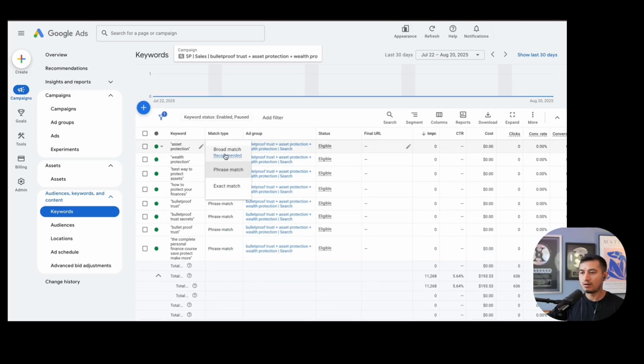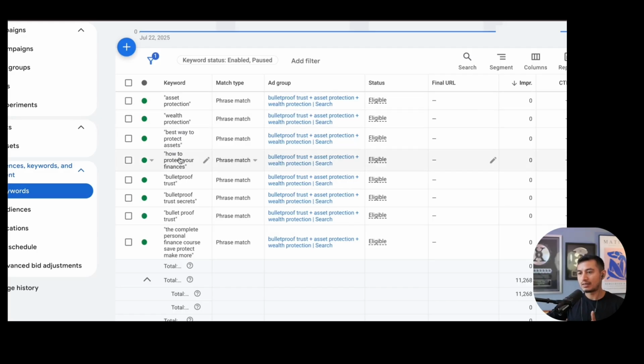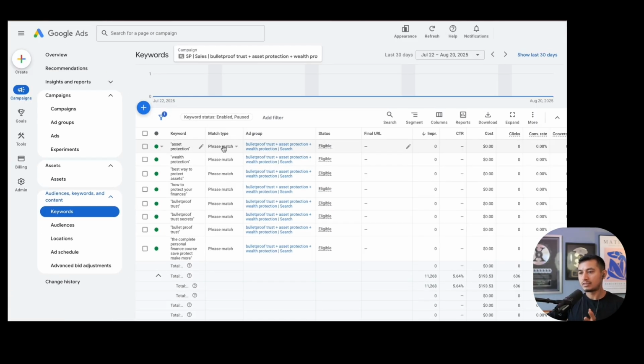It's basically because I changed their match type. Everything was on broad match. Broad match is recommended, but when you do broad match, you don't have any control. We had a broad match for asset protection, and then it was showing to a whole different set of keywords that I did not want. So I changed that to all phrase match. I want to know exactly where my ads are being shown.